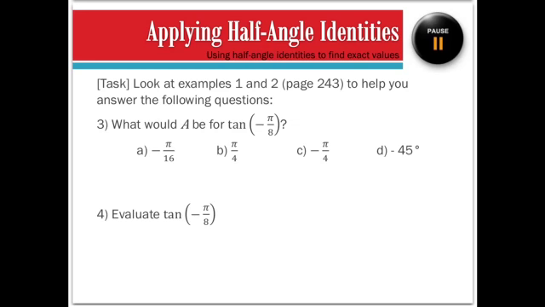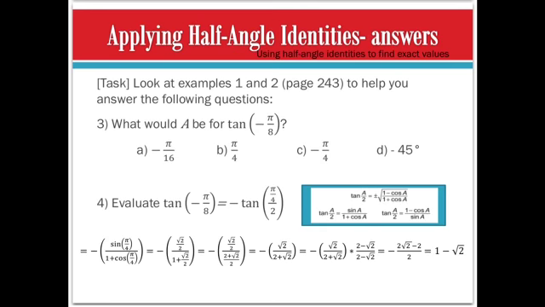So task 3, check out examples 1 and 2 and answer the following questions. So you'll want to pause again. So in this problem, we can find what our A value is by starting off with the idea that we're looking for a tangent of A over 2. In this case, we know that tangent of A over 2 is going to be equal to tangent of negative pi over 8. So you can solve for A by taking A over 2 is equal to negative pi over 8.